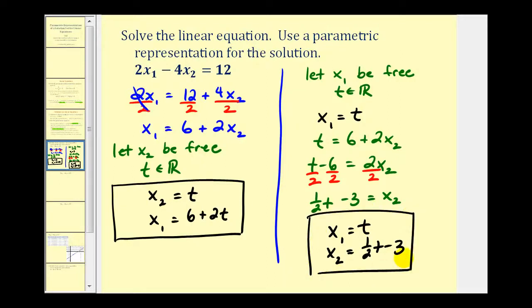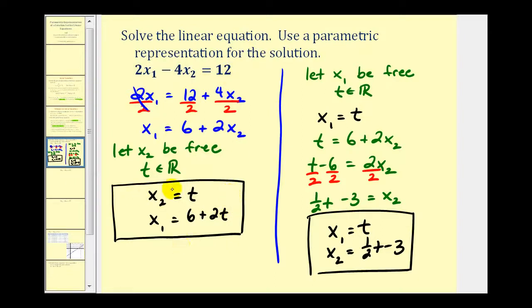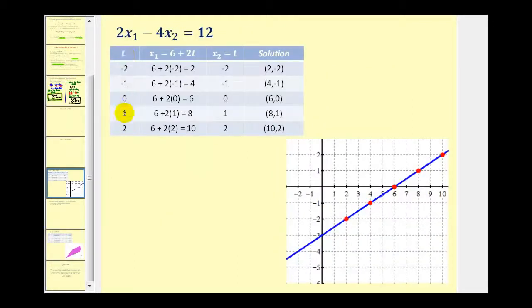Often in algebra class, we are asked to graph our linear equations, and we could do the same here using the parametric equations rather than the original equation. Let's go ahead and do that using the solution expressed using these equations here. So we'd make a column for t, which can take on the value of any real number, then we have x sub 1, and then we have x sub 2.